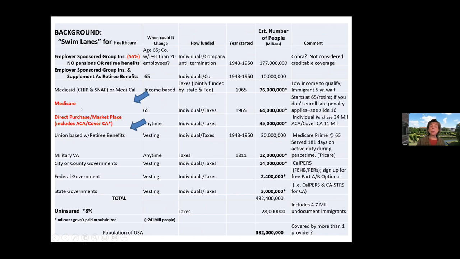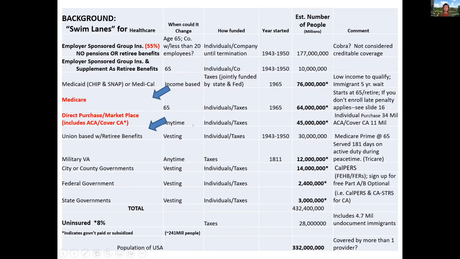So Medicare is what I'm covering, and Harry's covered the direct purchase marketplace. So the Medicare recipients, there's 64 million of us. And in Harry's swim lane, there is 45 million. So needless to say, these are other swim lanes that people may be in. There may be more out there. This is all I found. But regardless, it adds up to 432 million. Well, the population of the US is only 332 million. So I guess that means 100 million people are out there with dual coverage.